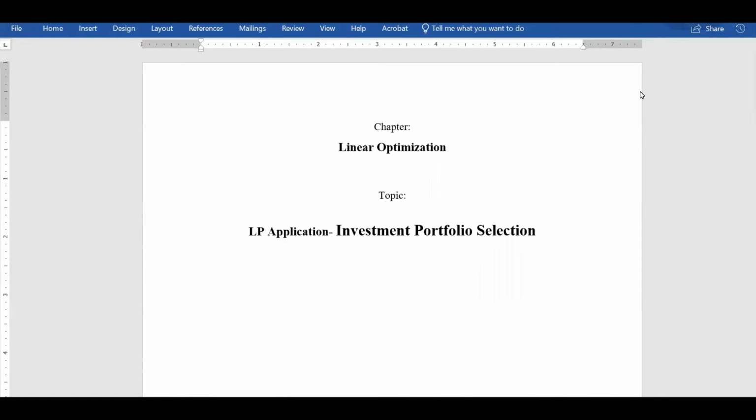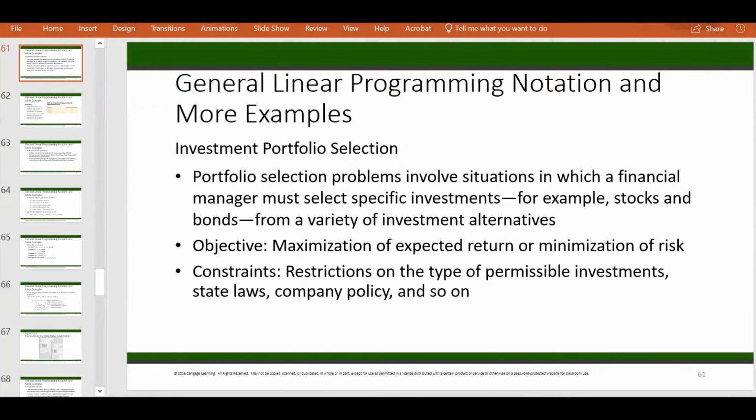In this video, we're going to talk about one specific business application of linear programming, which is investment portfolio selection. In these types of problems, we usually have multiple investment alternatives, and our job is to pick the set of investment alternatives that are expected to lead to maximum revenue, or for a given expected revenue, provide us with minimum risk.